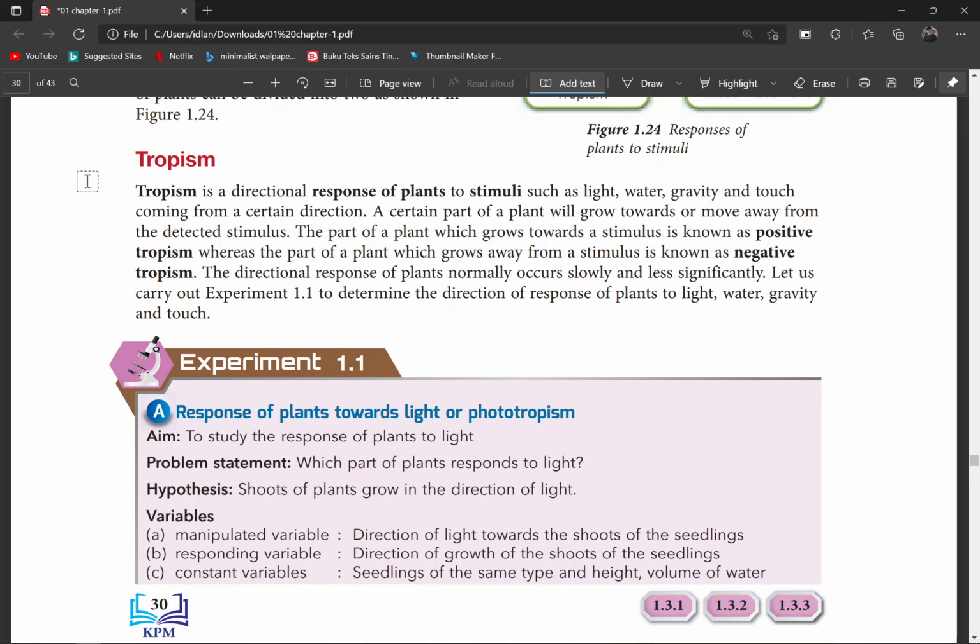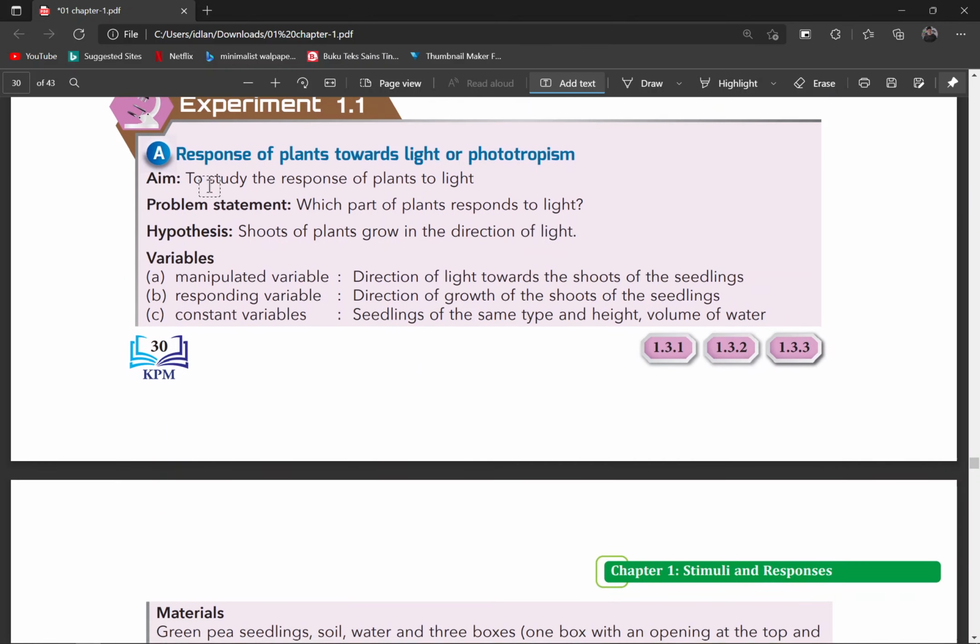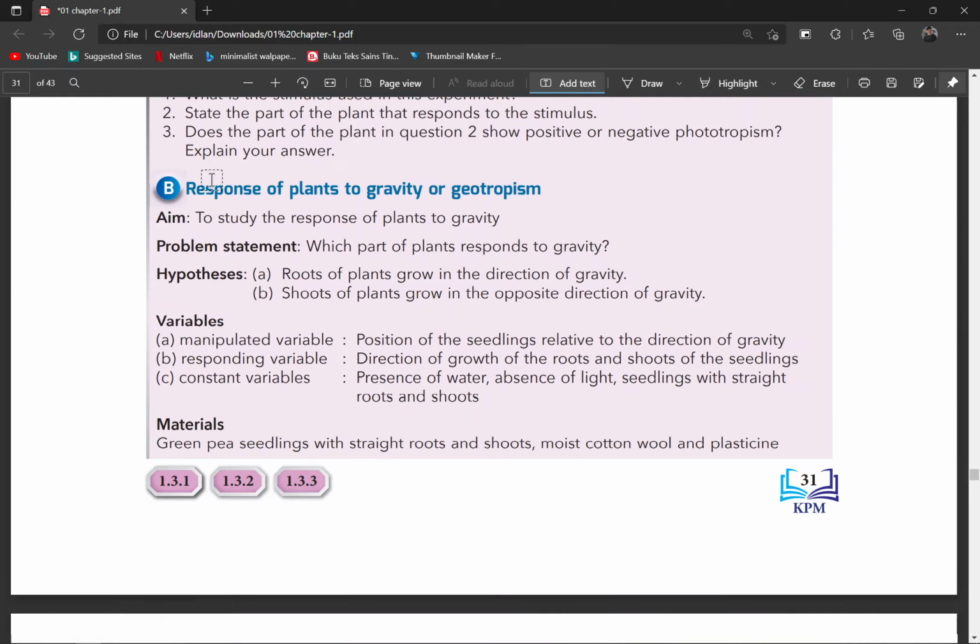I repeat, positive tropism is when a part of a plant grows towards the stimulus, and negative tropism, on the other hand, is when a part of a plant moves away from the stimulus, or grows away from the stimulus. It's directional. It really depends on the stimulus. Okay, that's for tropism.